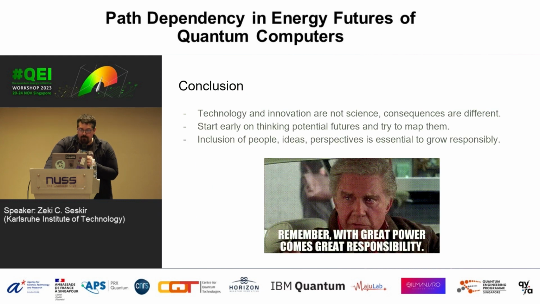So, in conclusion, first, I think we should be aware that technology and innovation are not science, and although we might be scientists, we need to be aware that the consequences are different. The second is we need to start early on thinking about the potential futures and try to map them. The third is that inclusion of people, ideas, and perspectives is essential to grow responsibly. And of course, with great power comes great responsibility, so let's be responsible.